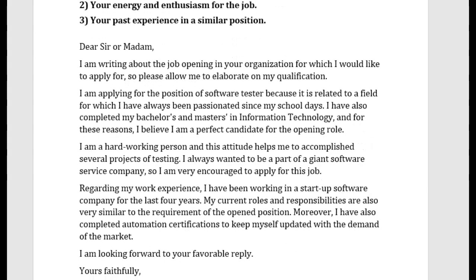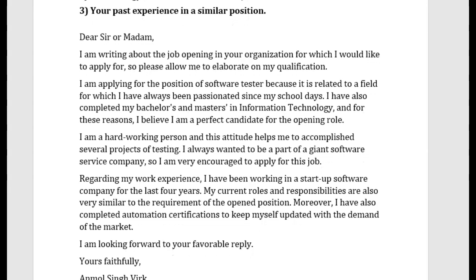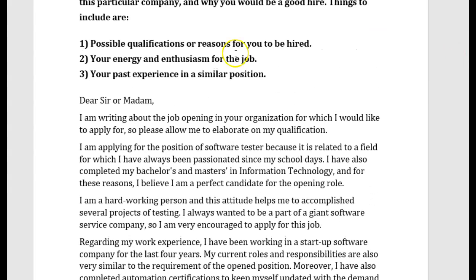Dear Sir, Madam, I am writing about the job opening in your organization for which I would like to apply for, so please allow me to elaborate on my qualification. All right. I like that you have clearly stated the purpose for your letter. Unfortunately, there are some grammatical mistakes here, so we have to fix those.